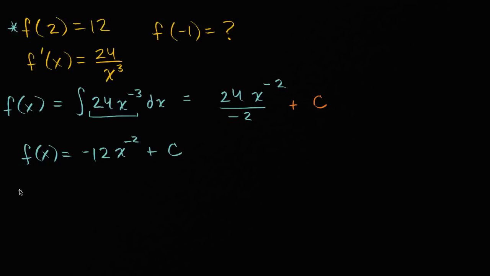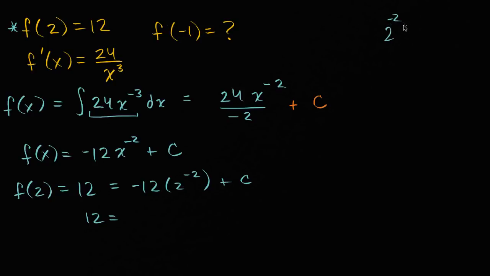So let's write this down. So f of 2 is equal to 12, which is equal to, well, we just have to put 2 in everywhere we see an x. That's going to be negative 12 times 2 to the negative 2 power plus c. And so 12 is equal to, what is this? 2 to the negative 2 is equal to 1 over 2 squared, which is equal to 1/4. So this is negative 12 times 1/4. Negative 12 times 1/4 is negative 3. So it's negative 3 plus c.